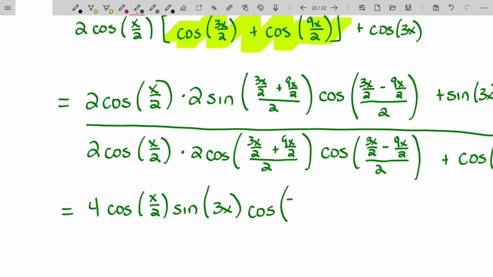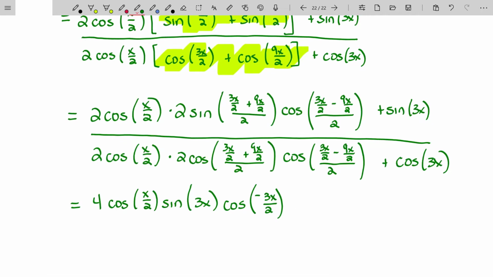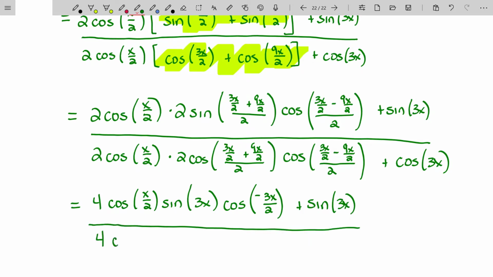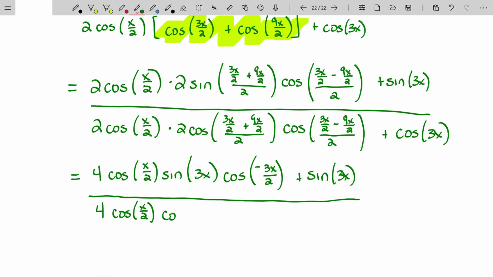Oh, okay. I guess that's it. Negative 3x. Let me just double check that. Negative 6, negative 3. Yeah, negative 3x over 2. Not 100% sure if that's going to work out, but at least we get there, right? Plus sine of 3x. In the denominator, we have, again, 2 times 2 is 4. Cosine of x over 2. And then, let's see, cosine of 3x plus 9x, 12x divided by 2 is 6x, divided by 2 is 3x. Cosine of the same thing, which is a negative 3x over 2.